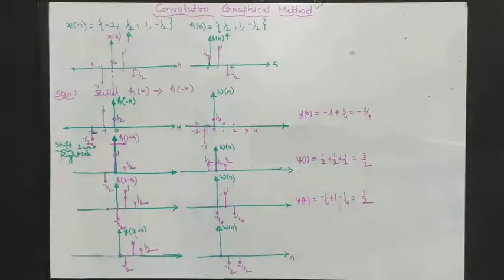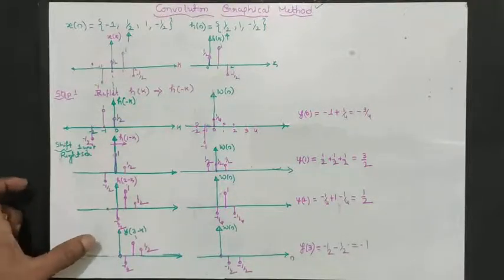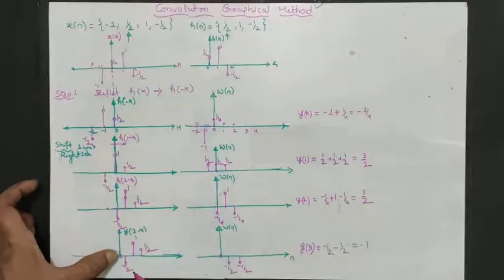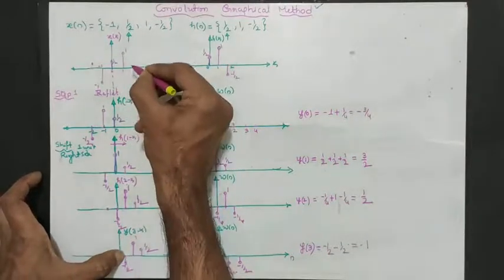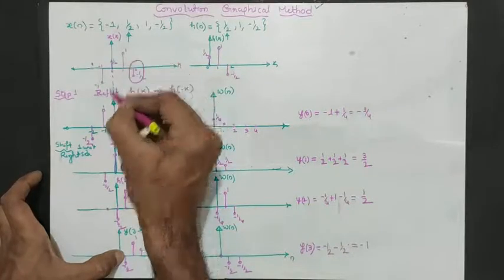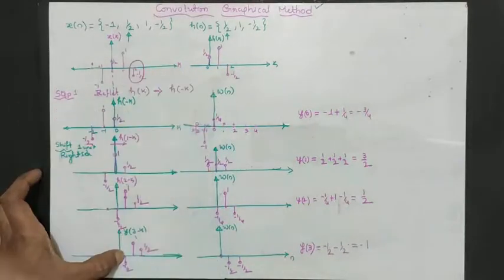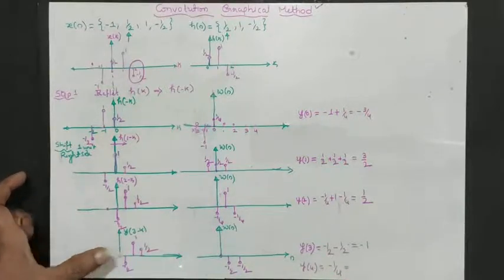Hence my answer y of 3 became minus half, became minus 1. Similarly, shift to the next. See, till how many shifts will there be? Till the last edge, the last signal passes over this, correct? Minus half passes over minus half. That will be my next answer, y of 4, which will be minus 1 by 4 is my answer.